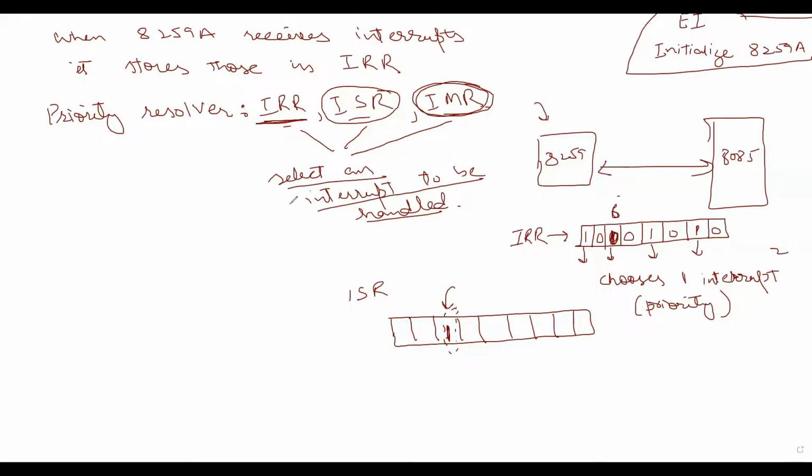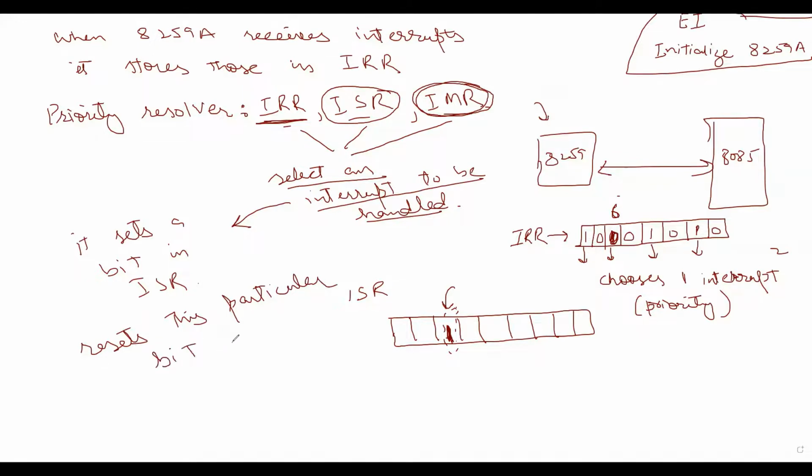And what it does after selecting, it sets a bit in ISR, the in-service register. It sets that particular bit as 1, for the interrupt which it is going to handle, and also it resets this particular bit in the interrupt request register. Okay, now it has selected an interrupt. Now it has to handle the interrupt.